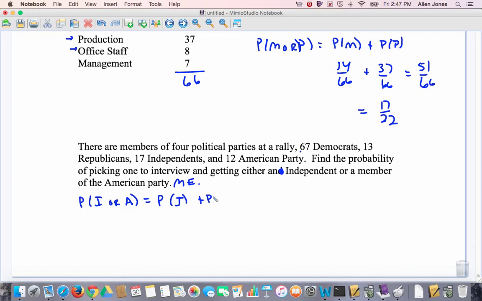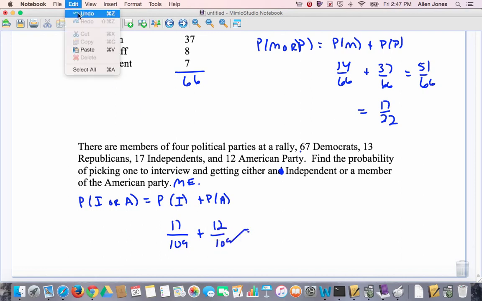So probability of independent plus the probability of American. So the probability of independent, there are 17 independents, a total of 80, 97, 109. There are 12 from the American Party. Oops, let's try that again.